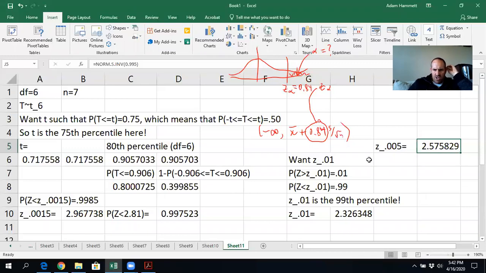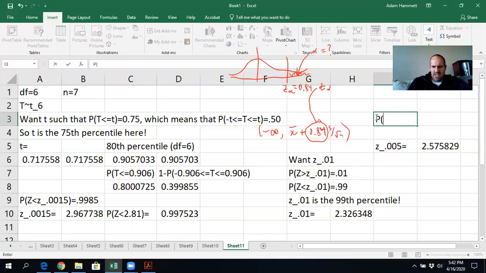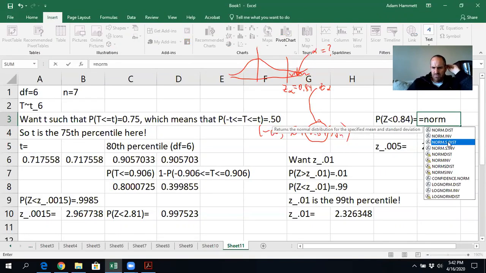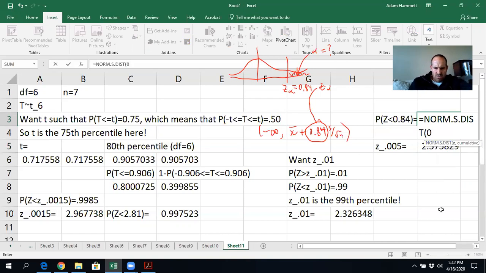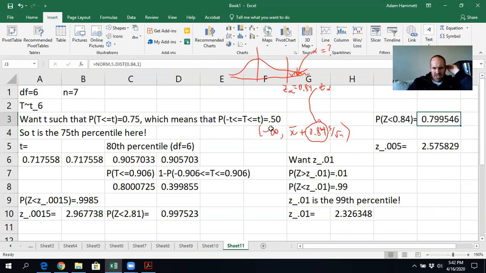I'm going to leave the things drawn on the screen right here, just for our own sanity. So, what is the probability that z is smaller than 0.84? The probability that z is smaller than 0.84 equals what? Well, that's going to be equal to the normal standard distribution. What's the z value? 0.84. Cumulative, yes. I get 0.799. So what's happening is you basically have 80% below this thing.